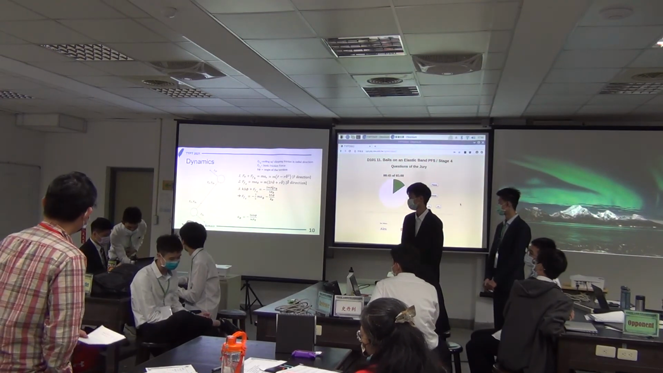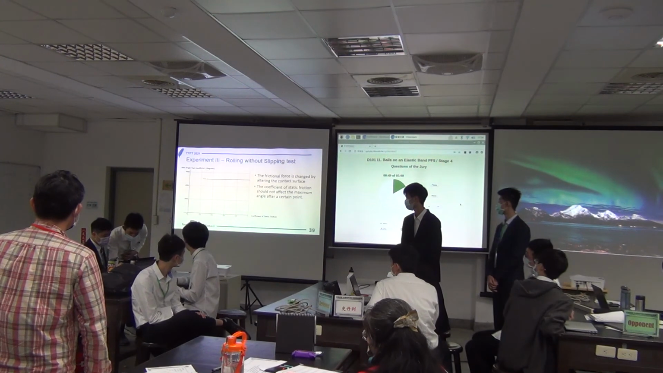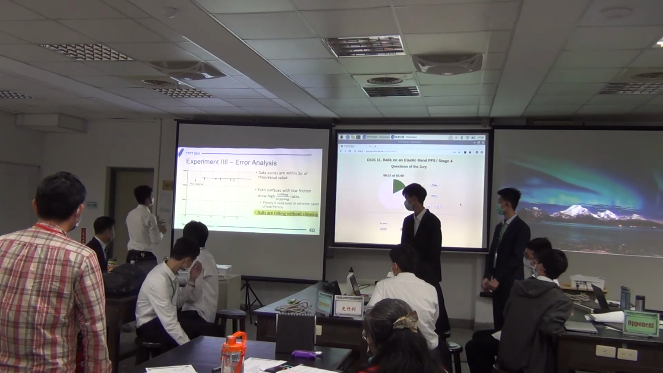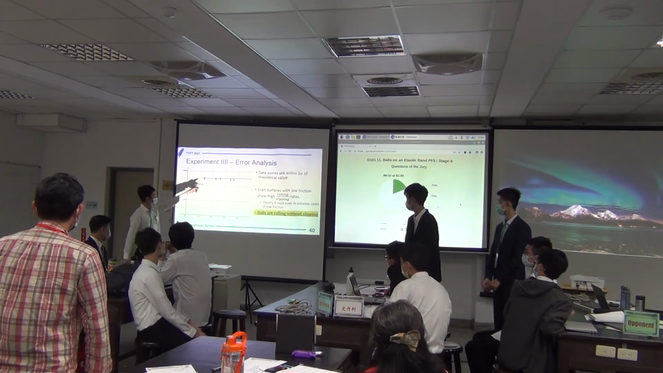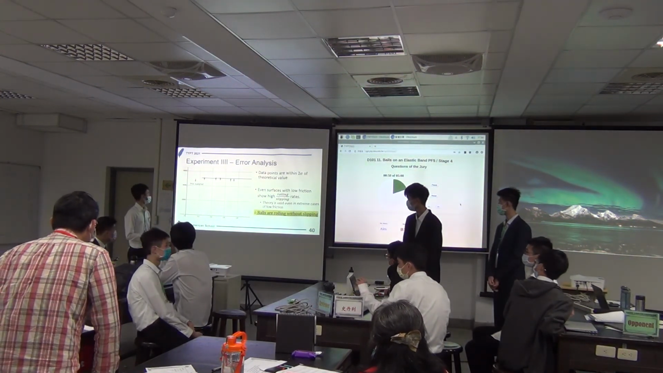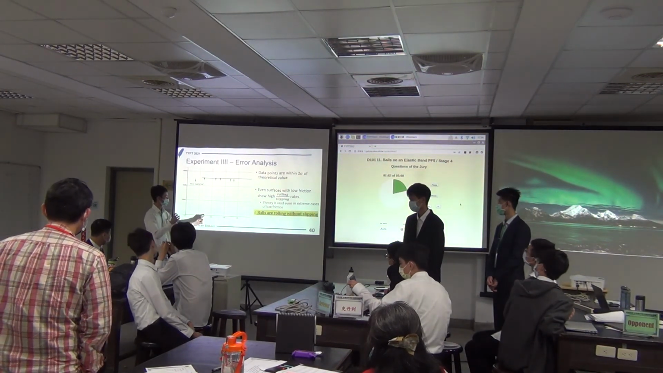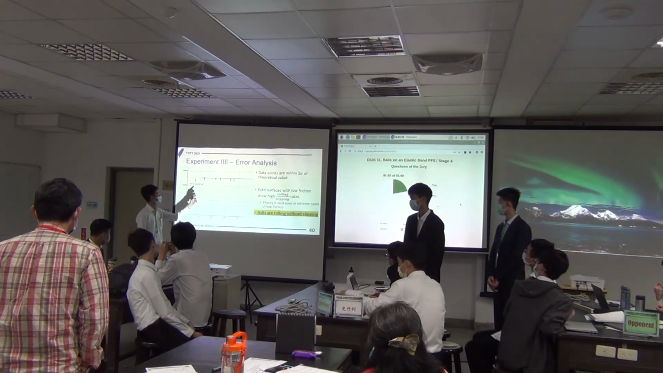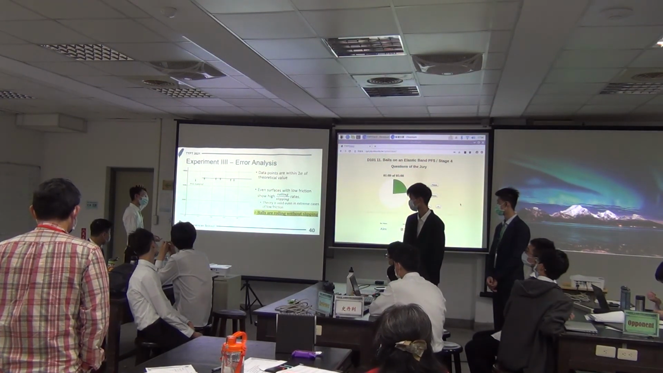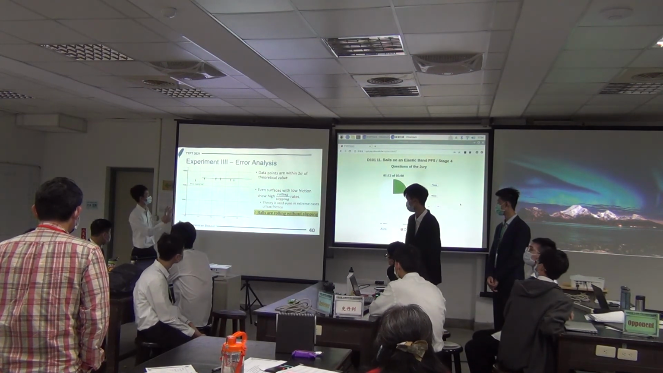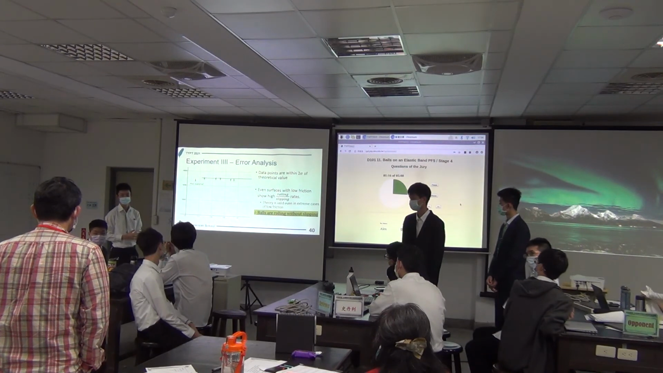Yes, we do. So basically this is our configuration of rolling without slipping. This is the coefficient of friction between the ground surface and the ball, and here is our rolling without slipping. You can see that theoretically we would expect this, and our data points match the theoretical line.